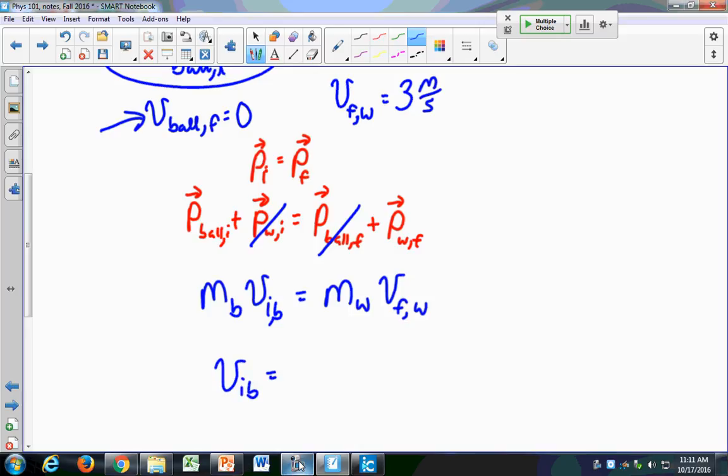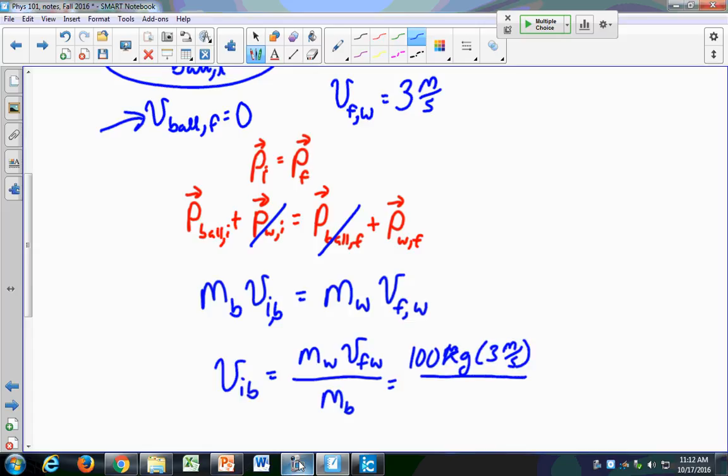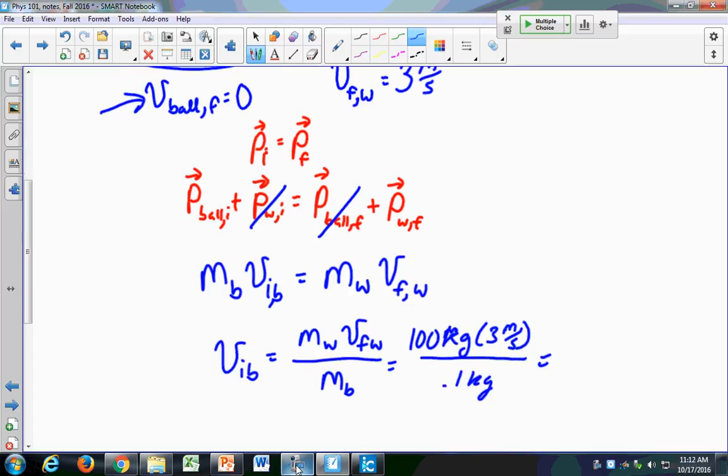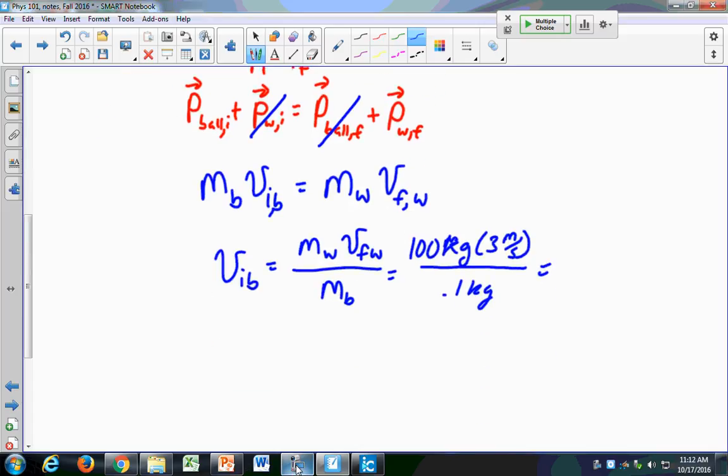And we solve this now for the initial velocity of the ball. What'd y'all get? 3,000, right? So that's going to be MW VFW divided by MB: 100 kilograms times 3 meters per second divided by 0.1 kilograms. And then this gives us the initial velocity of the ball. Notice my kilograms cancel. It gives me 3,000 meters per second.